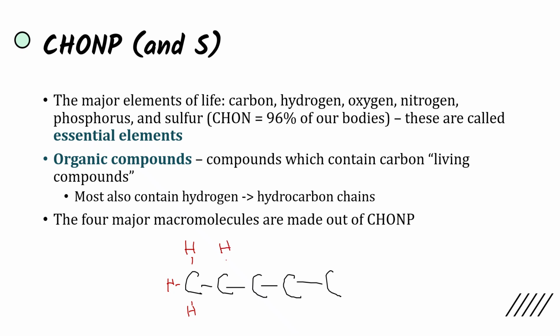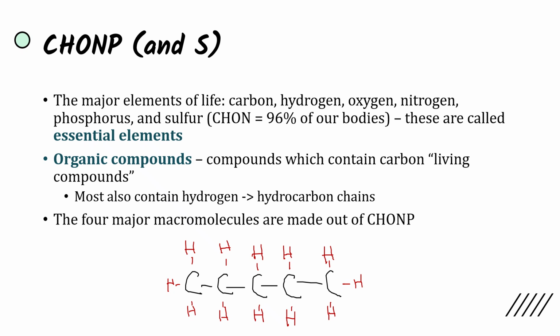Now, the four major macromolecules are made out of these essential elements, CHOMP. And a macromolecule is just a large molecule, while a micromolecule would be a small molecule. And the four biological macromolecules are called so because they are essential to life. I'm sure you've heard some of these. They encompass carbohydrates, lipids, proteins, and nucleic acids. And a large portion of this unit will be spent focusing on their composition and their function.